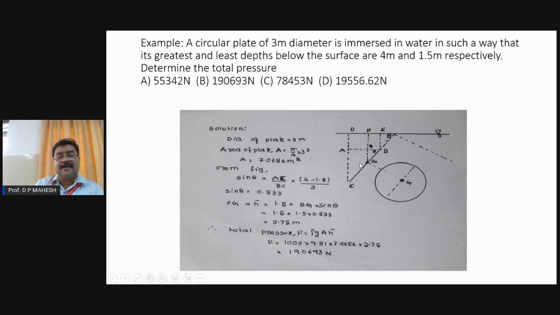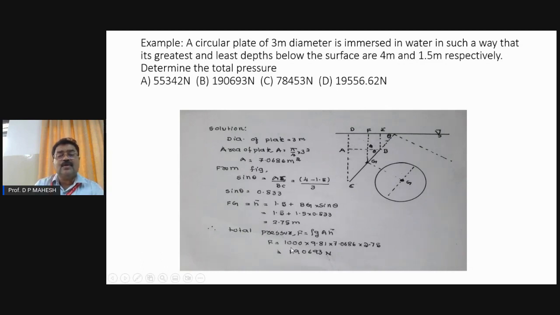1.5 plus this distance. Using simple trigonometry, sine theta is equal to this side by this side. When this side is known, then BG into sine theta will give the opposite side. BG is half of the diameter, nothing but the radius, 1.5 meter. Sine theta is already known to you as 0.833. When that is done, you can calculate FG, which is 2.7.